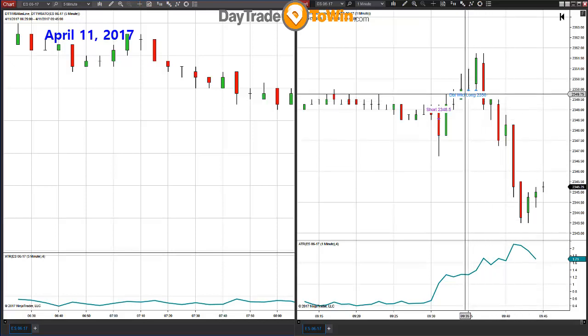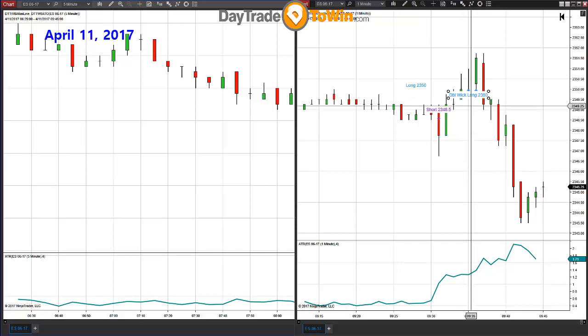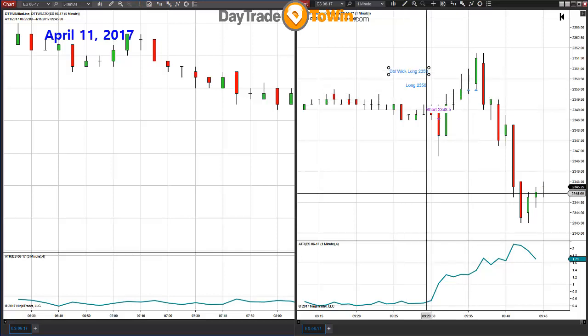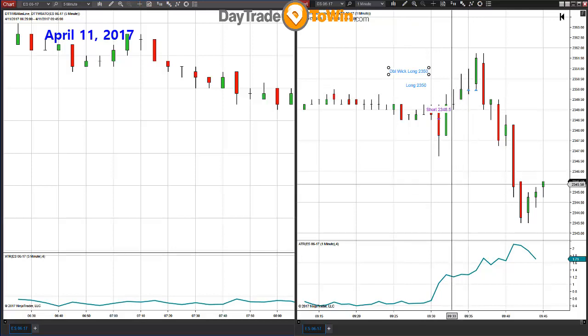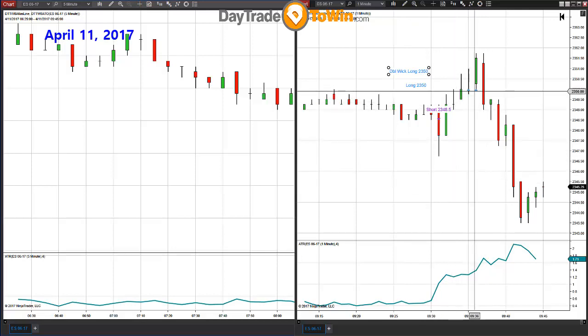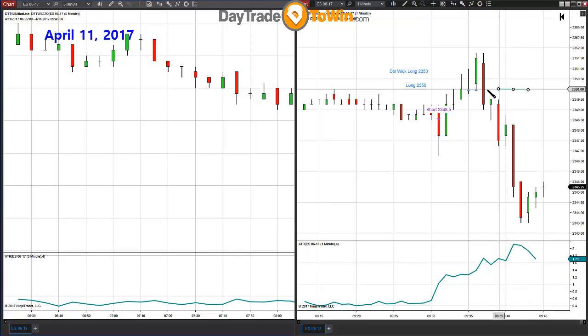Also, if you take a look here at this signal right here to go long, where you're entering long is very important. If you're entering long at the beginning of a move, that's important. So if you see the little triangle there, it's telling you the entry to go long is at 23.50.